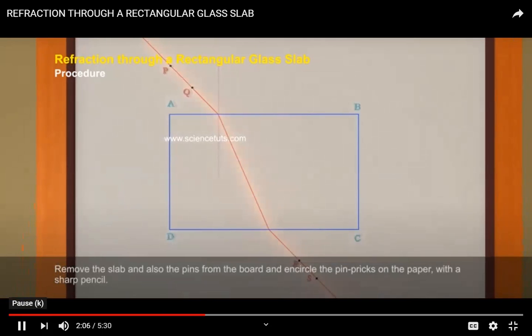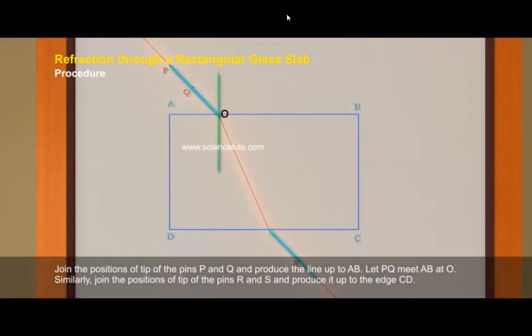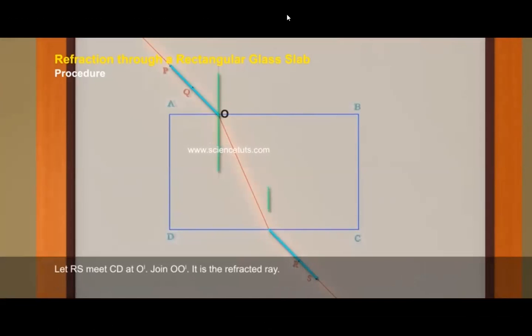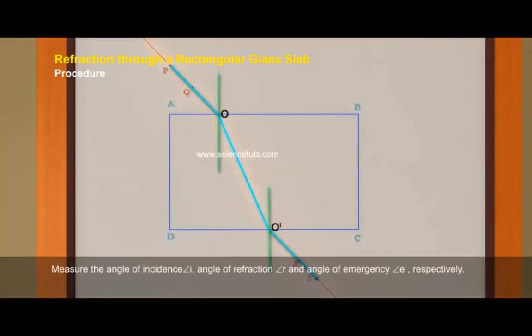So we'll continue. Remove the slab and also the pins from the board and encircle the pin pricks on the paper with a sharp pencil. Join the positions of the tips of the pins P and Q and produce the line up to AB. Let PQ meet AB at O. Similarly, join the positions of the tips of the pins R and S and produce it up to the edge CD. Let RS meet CD at O dash. Join O O dash. It is the refracted ray. Measure the angle of incidence, angle I, angle of refraction, angle R, and angle of emergence, angle E, respectively.